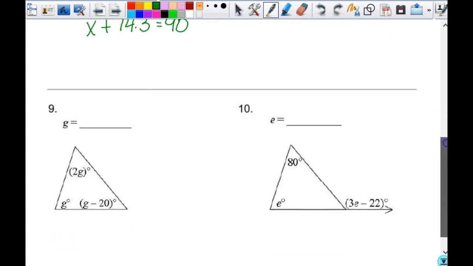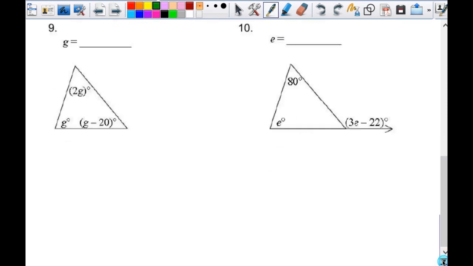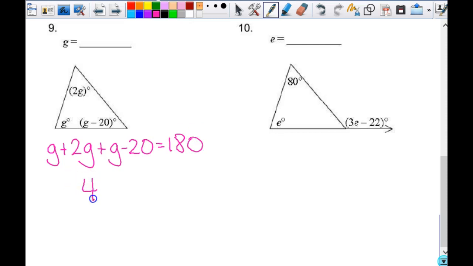Alrighty. Number 9. I'm just looking for the variable on these two, and I have the 3 angles of a triangle, so I know that they had to give me 180. So G plus 2G plus G minus 20 equals 180. So that's going to give me 4G equals 200.